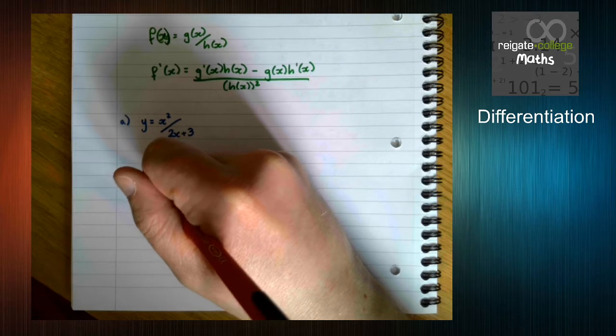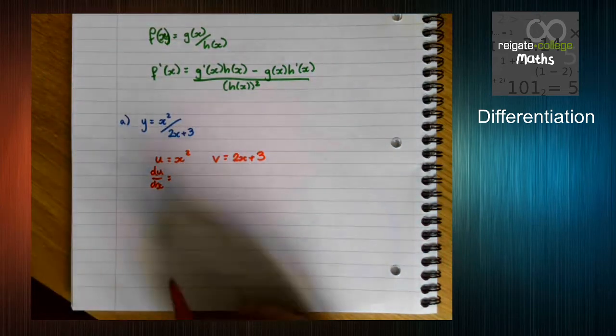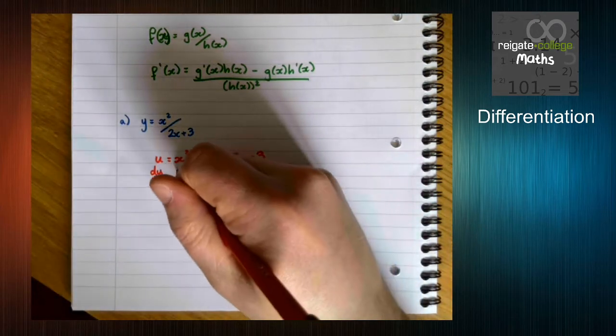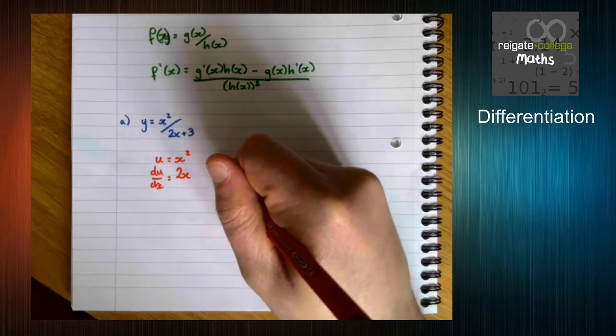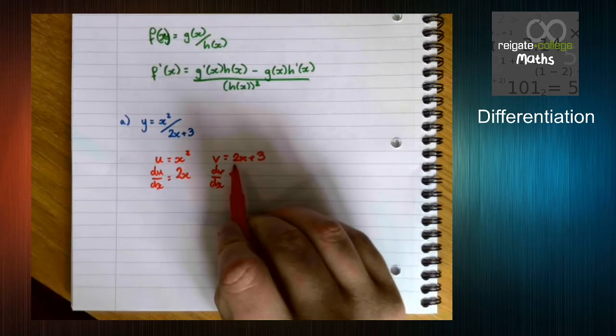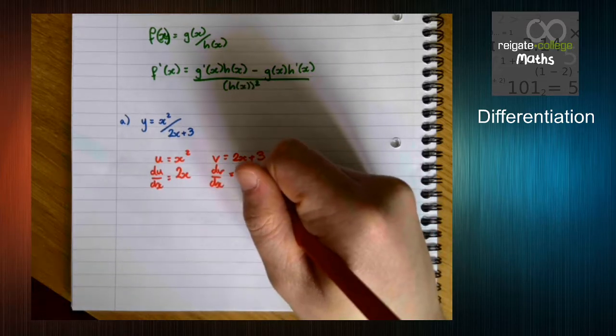So, much like with the product rule, we differentiate. Derivative of x squared is 2x. Derivative of 2x plus 3 is 2.